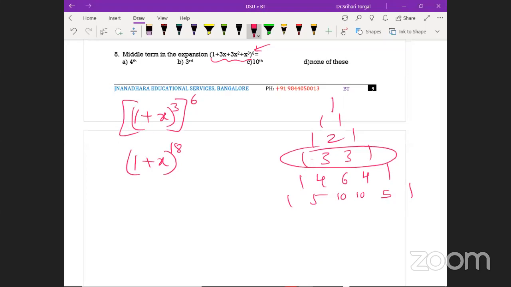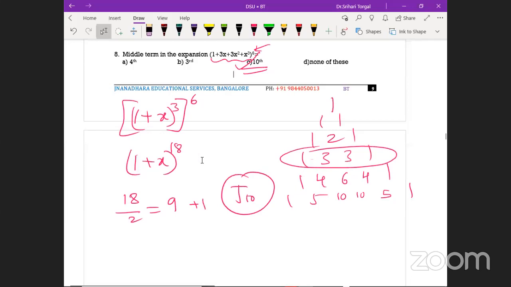Yeah. When you have 18, you can divide this by 2, you will get 9, plus 1 is the middle term. The 10th term is the middle term, that we have discussed in the last session, right? The 10th term is the middle term of the given binomial or trinomial. Sorry, it is not trinomial. We have 4 terms here, polynomial with 4 terms, right? Okay. T10 is the answer.